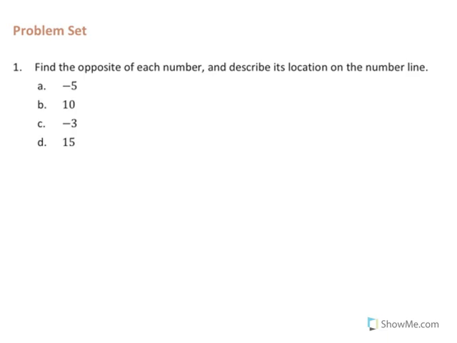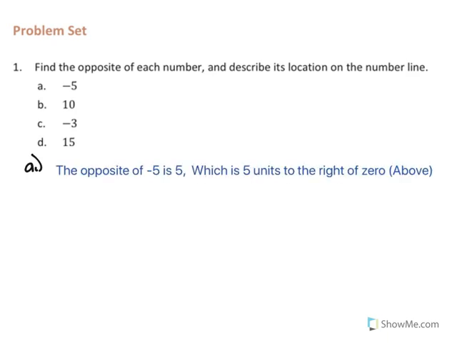The first one, A, says negative 5. So if we're writing negative 5, what we would write is the opposite of negative 5 is positive 5, and that's located 5 units to the right of 0 or above if it was a horizontal number line. So you're gonna write that down.